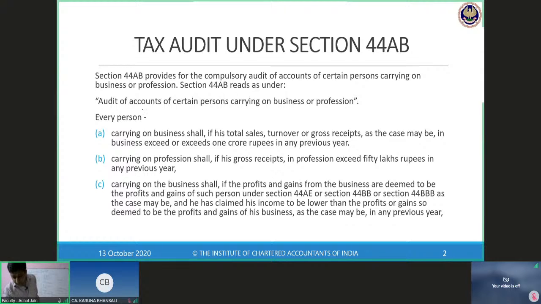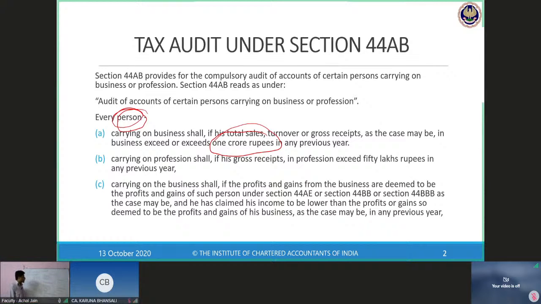Every person, and please understand the term used here is person, and person can include any entity, any person who is carrying on business shall, if his total sales, turnover, gross receipts, as the case may be in a business, exceeds 1 crore rupees in any previous year. Means the threshold is 1 crore turnover. So if that exceeds 1 crore, then the tax audit will become applicable to that entity. For example, in this case, there is a partnership firm, and let's suppose this partnership firm will have turnover of rupees 5 crore.